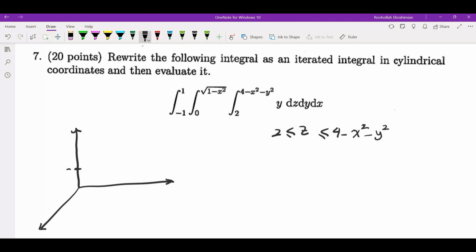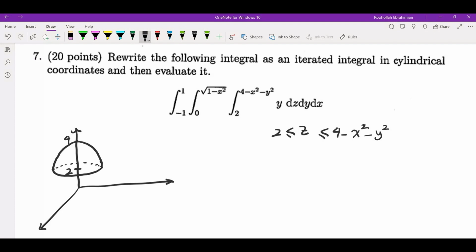So z equals 2 is right here. It's a plane. z equals 4 minus x squared minus y squared is a paraboloid that is opening down. So we get a surface like this, and it's bounded below by z equals 2. So this is our surface.